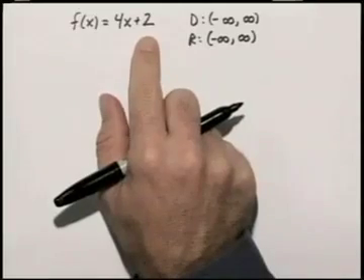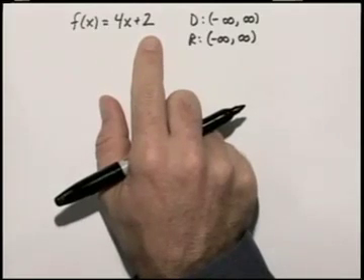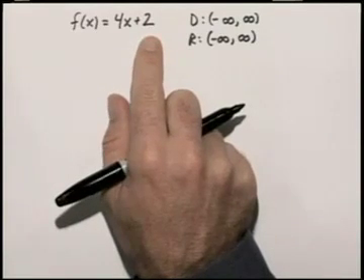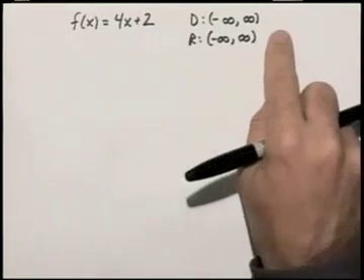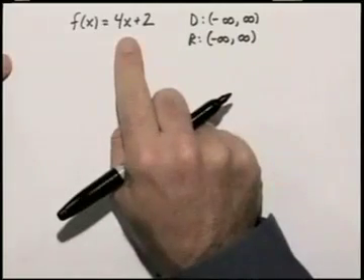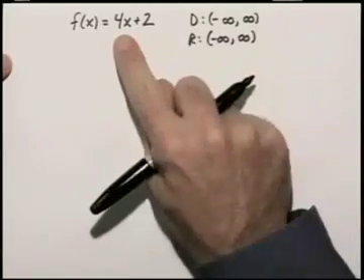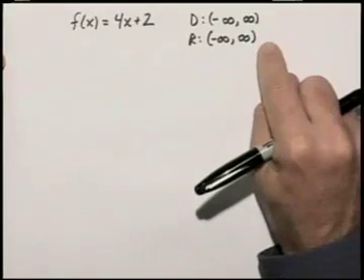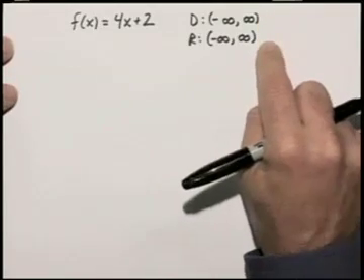We're given the function f of x equals 4x plus 2, and we want to find the inverse function. In addition, we want to state the domain and range of both f and f inverse. You can see that because this is a linear function that's increasing, its domain and range are both going to be the set of all real numbers.